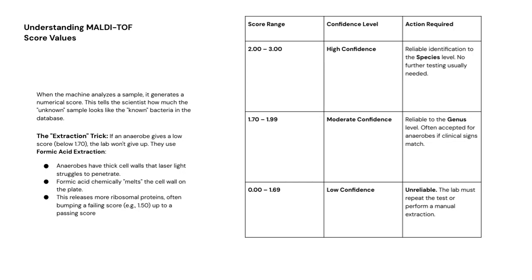This score shows how closely the unknown sample matches the known bacteria in the database. Now, anaerobes can be tricky. Their thick cell walls block the laser light, leading to low scores below 1.7. But we don't give up. We use a clever trick called formic acid extraction. This acid breaks down the cell wall, releasing more proteins and often boosting a low score to a reliable one. That's how we get confident results, even with tough samples.